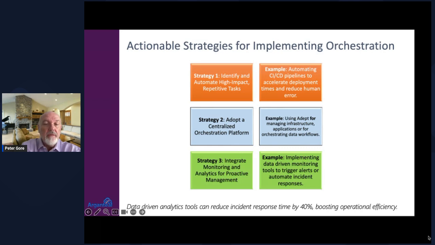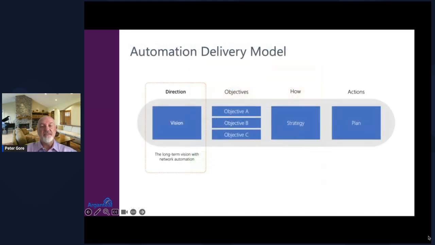And then monitoring, right? So how do I know to spin up these additional resources, this additional infrastructure? Well, that's going to be through monitoring and analytics and being proactive inside my environment. And that's going to be data-driven monitoring tools to drive triggers, which are then going to kick off our automation for us. So how do I get to this phase?